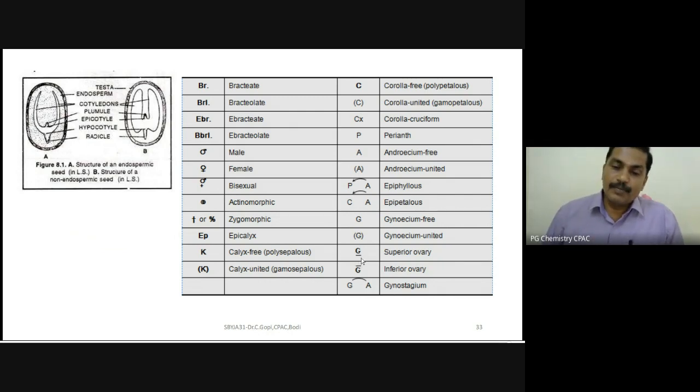Superior ovary-naaka மேல்மட்ட சூல்பை, that is hypogynous flower has the superior ovary, so above G, or below G naaka inferior ovary, epigynous flower. Okay, sometimes gynecium and androecium is fused, that is called gynostegium. So in Calotropis you find that stigma and androecium is fused, that is gynostegium or gynostemium. Okay, these are the important characters, symbols, so you have to remember it.